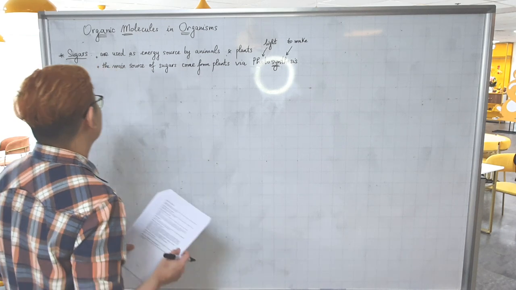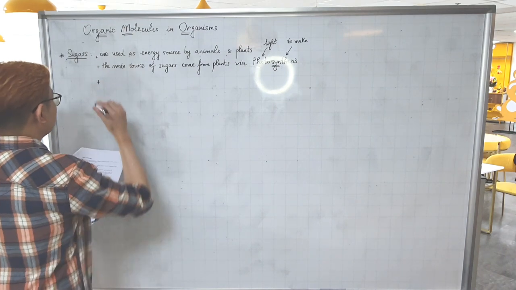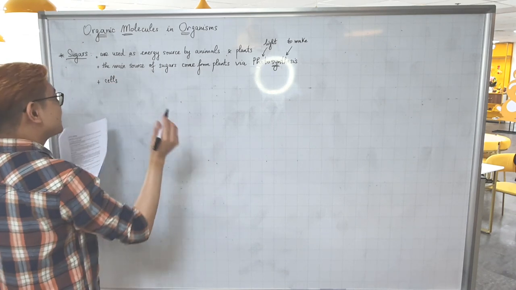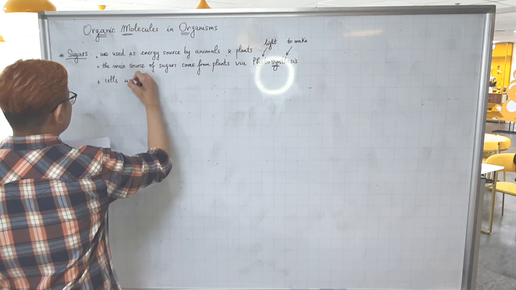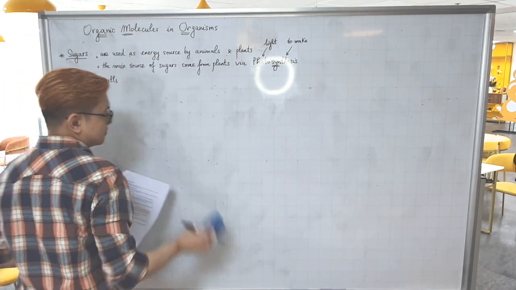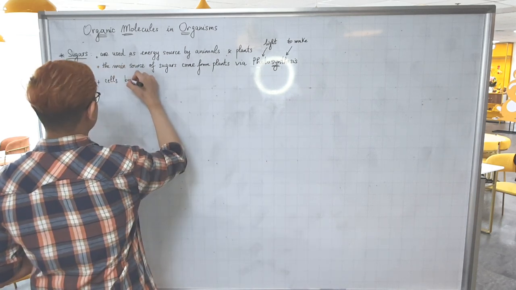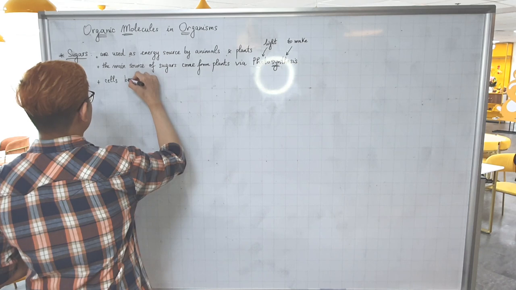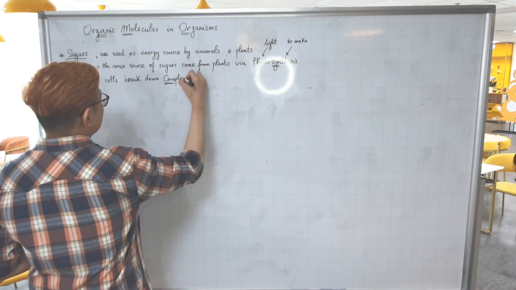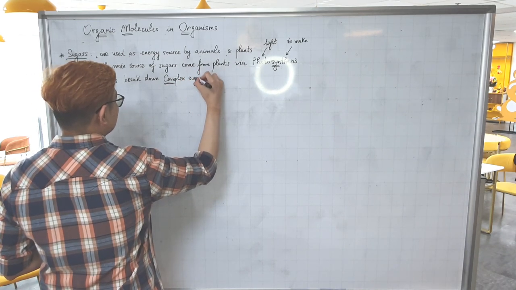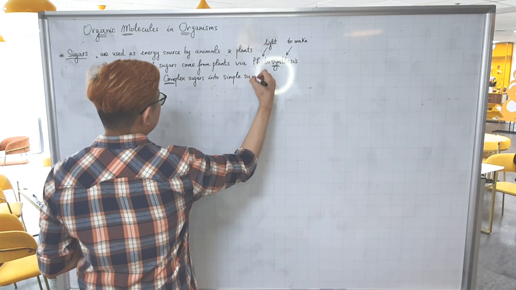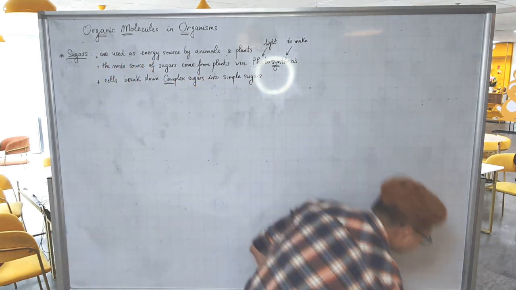So cells, các loại tế bào. Cells mean animal cells and plant cells. Okay, so basically, cells break down complex sugar, đường phức, into simple sugar, đường đơn hơn.